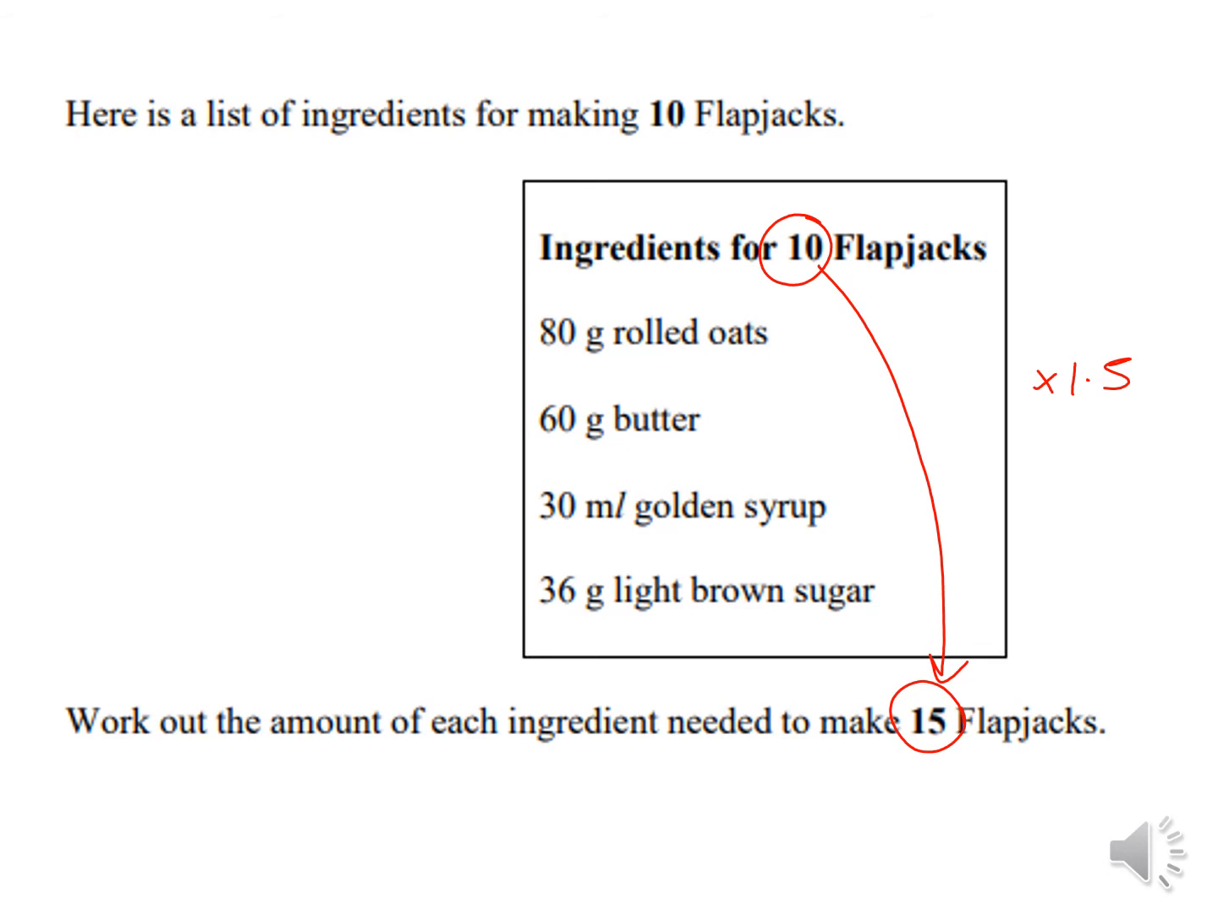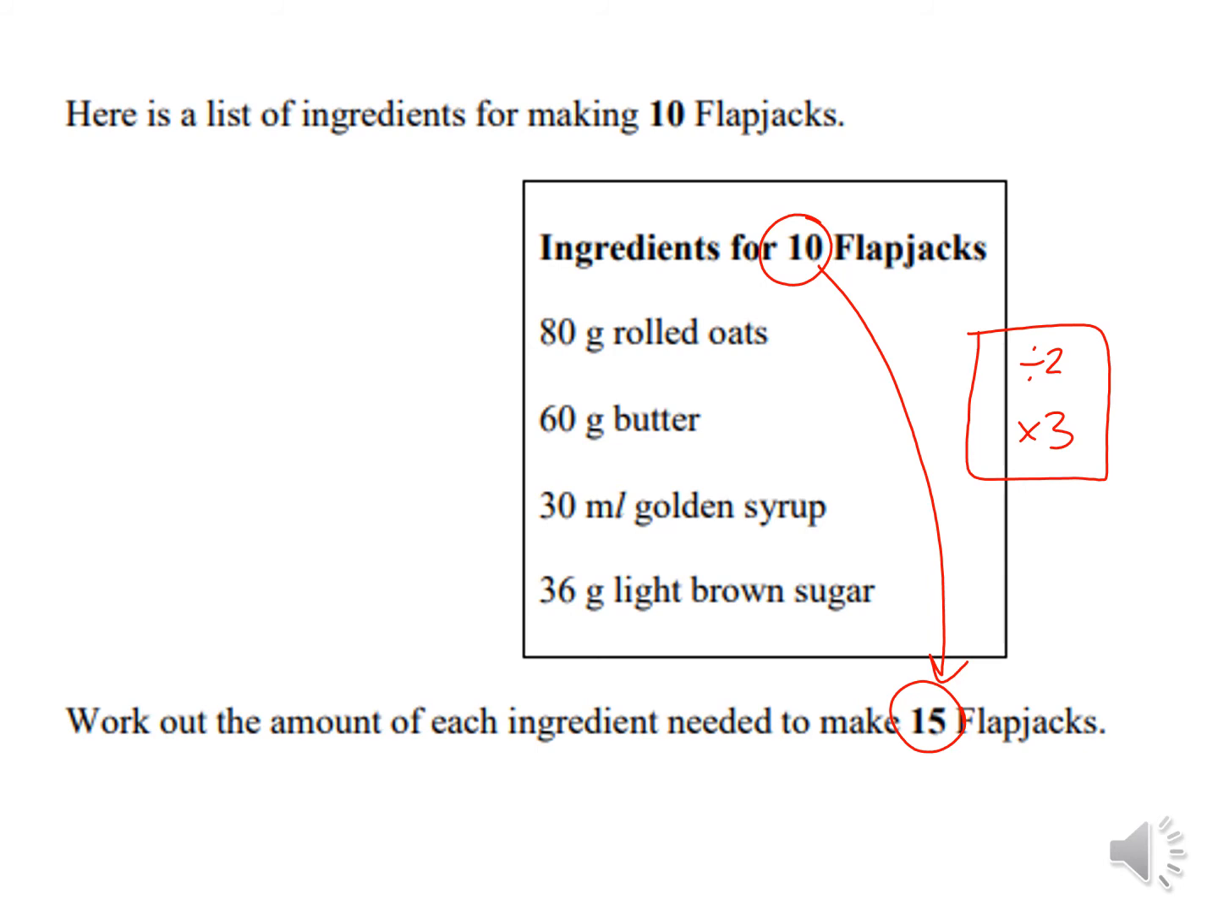Alternatively, you might say you could divide it by 2, because what's 10 divided by 2? It is 5. And then 5 times by 3 turns it into 15. And that is the method that I am going to use. So I'm going to divide by 2 and times by 3. Now if I've done that to the scale, as in the number of people, number of flapjacks, then I need to do the same thing to each ingredient.